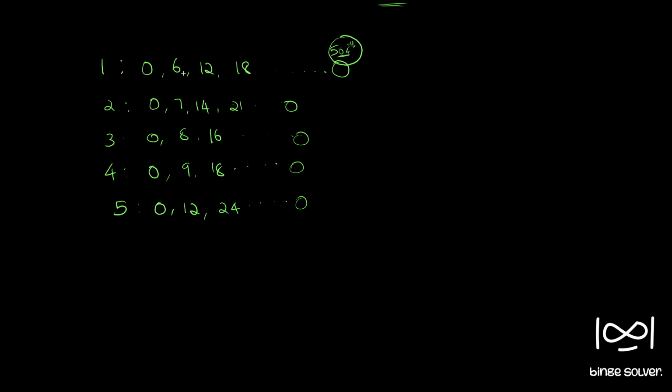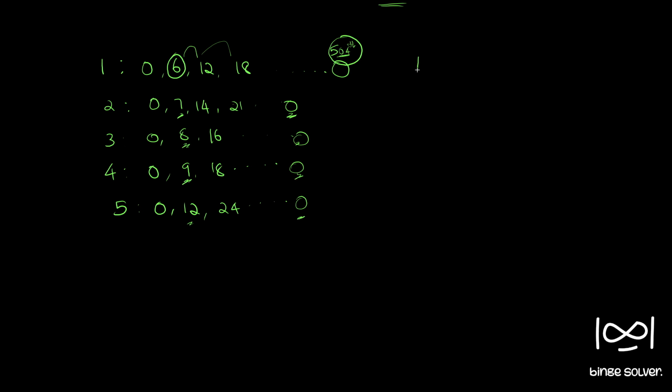If you see, every number appearing in this row is divisible by 6, right? As it is appearing as a multiple of 6, 6 into 2, 6 into 3. So it is divisible by 6. Similarly, that number will be divisible by 7 also. This number will be divisible by 8. This number will be divisible by 9, and that same number will be divisible by 12 also.